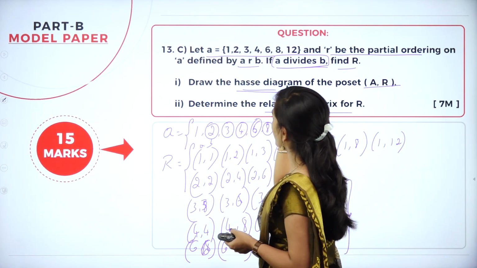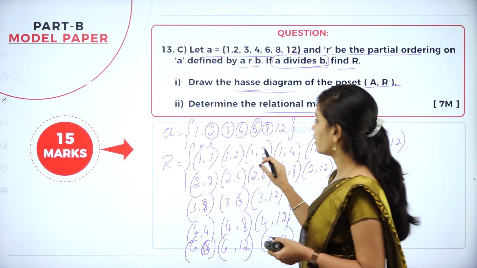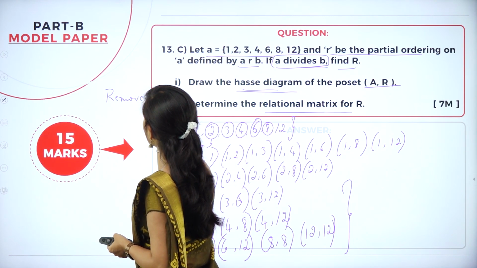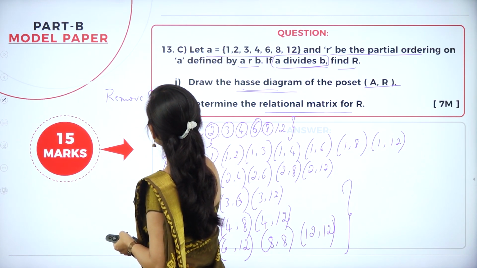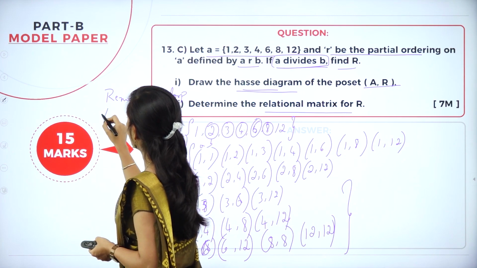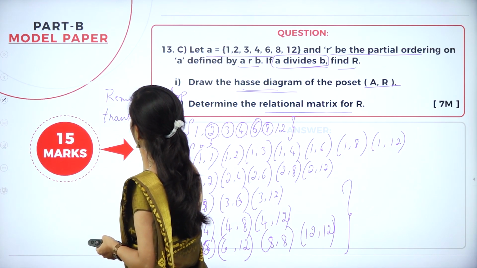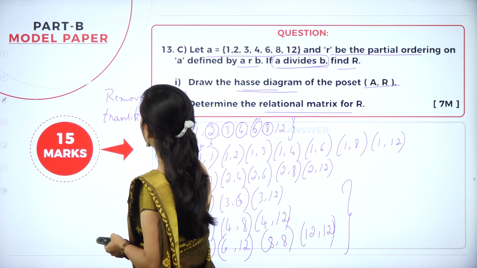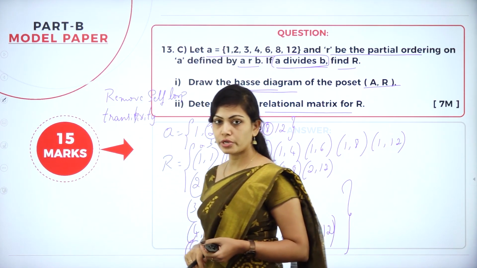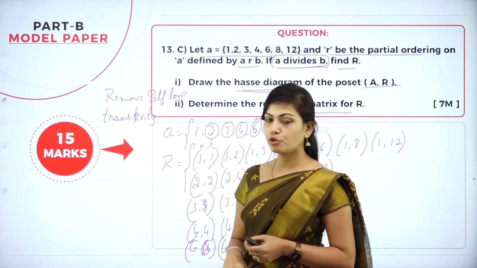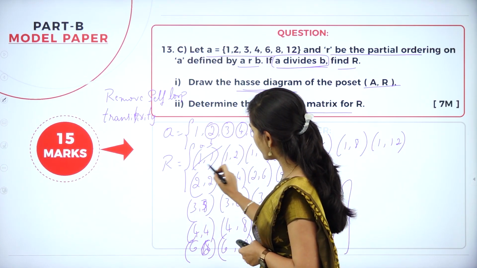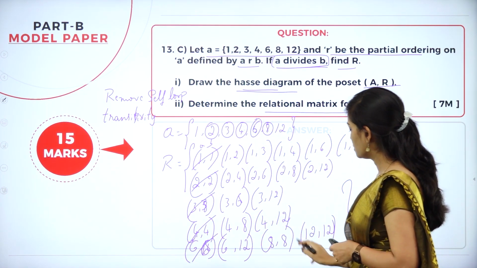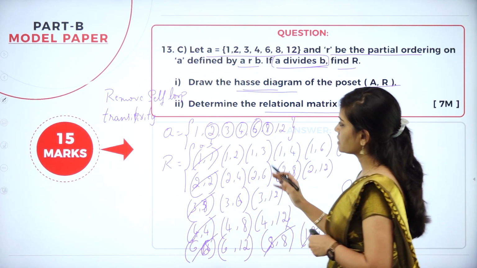So now we have some rules for this Hasse diagram. You have to remove the self loop and remove the transitive property. Remove the self loop means you can remove this self loop. Clear? And next is transitivity.